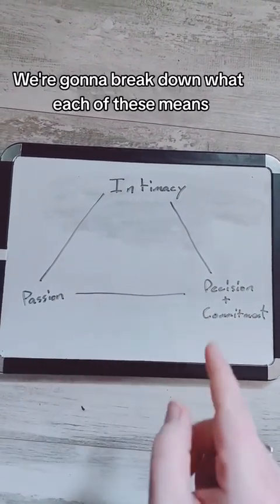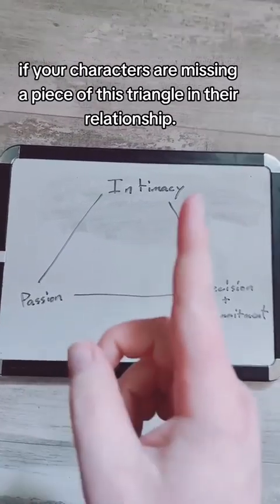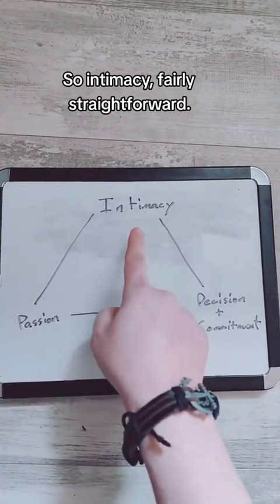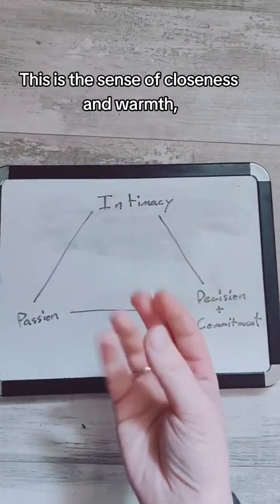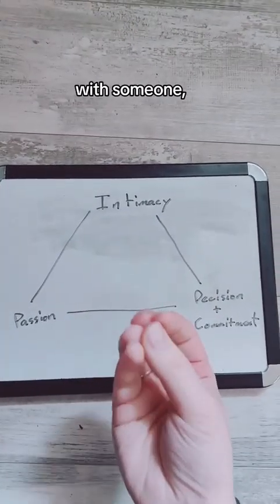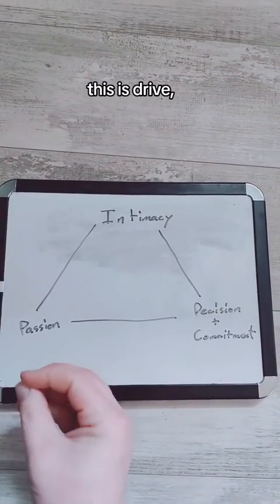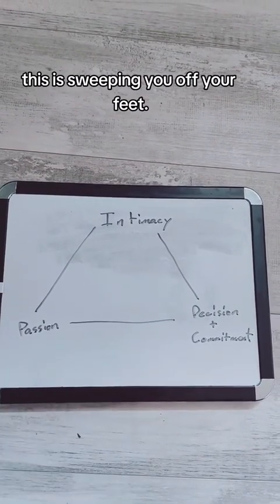We're going to break down what each of these means, and then we're going to break down what it looks like if your characters are missing a piece of this triangle in their relationship. So, intimacy, fairly straightforward. This is the sense of closeness and warmth, the feeling that you can be vulnerable with someone, the feeling that you can open up to. Versus passion, this is drive, this is attraction, this is arousal, this is sweeping you off your feet.